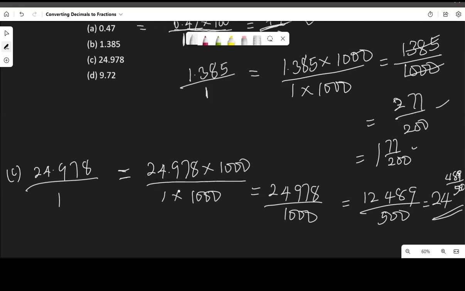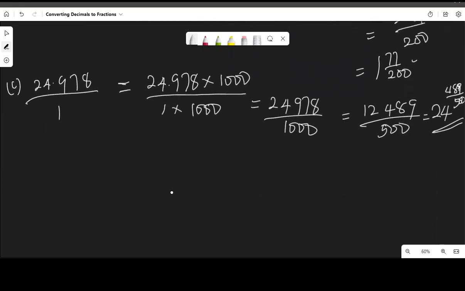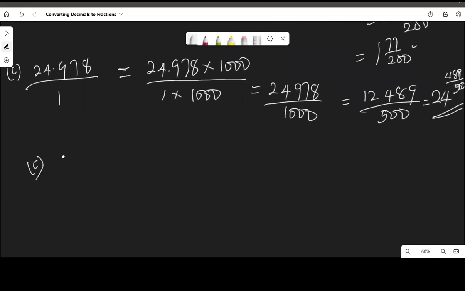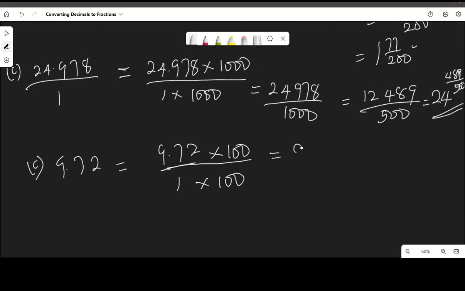Then lastly, we have 9.72. To express this as a fraction, that is 9.72 over 1. Then we multiply this by 100 because we have 2 decimal places. Also multiply by 100, which will give us 972 over 100. All divided, 2 here 50. 2 here, 2 in 9 is 4. Remainder 1 in 17, that is 8. Remainder 1 in 12, 6.